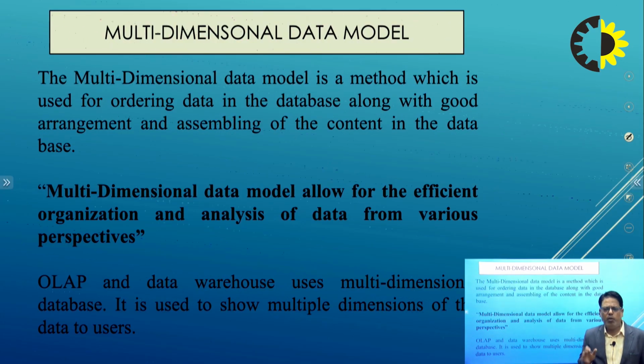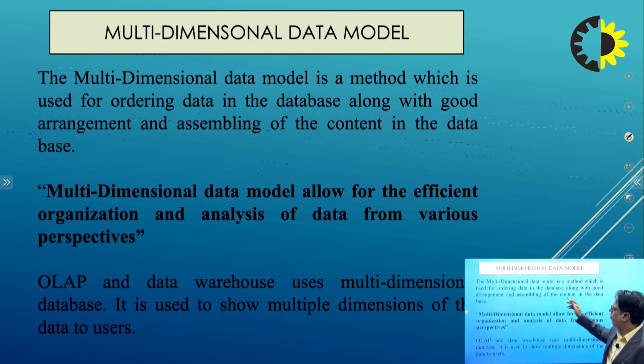There are 4 types of data models used, multidimensional data models used in a data warehouse. First one is cuboid, second is star schema, then fact constellation schema and snowflake schema. Now we discuss all the schemas one by one.